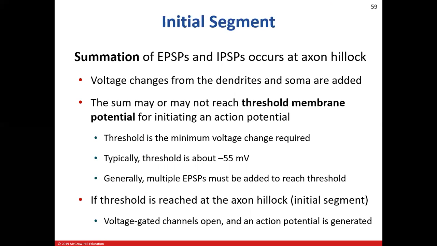If the threshold is reached at the axon hillock, we stimulate the opening of our voltage-gated channels, particularly our voltage-gated sodium channels. And when we open these sodium channels, we get this flood of sodium into the cell, which now makes the cell more positive, and an action potential is generated.